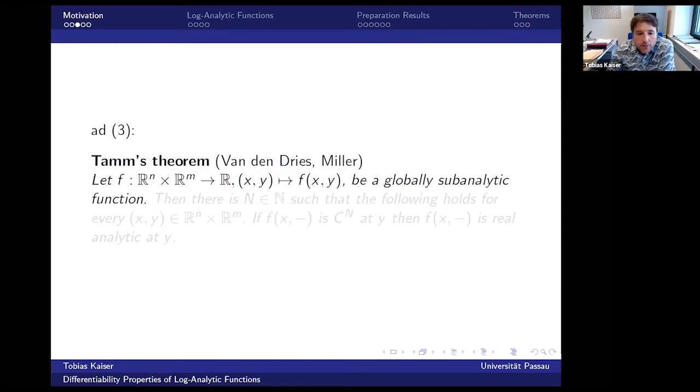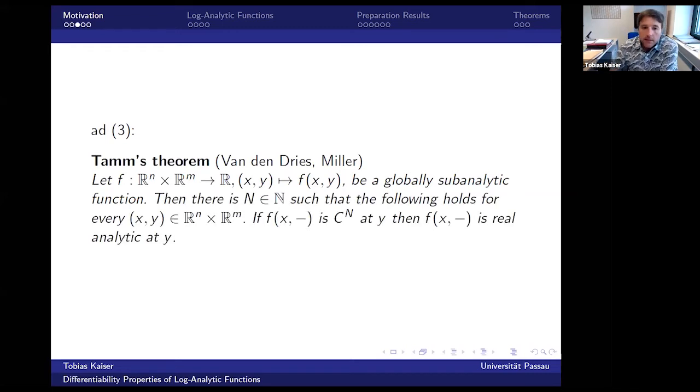So let f from R^n times R^m to R, so x is in R^n, y is in R^m, be a globally subanalytic function. Now I think of x being the parameter, y being the variable. Then there is a natural number big N such that the following holds for every (x,y).